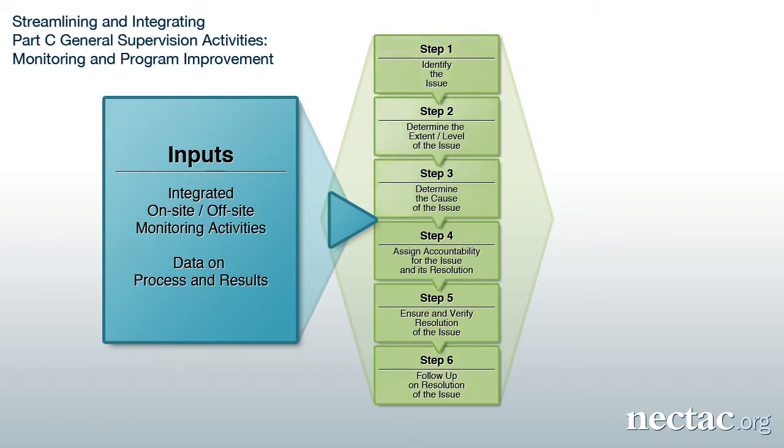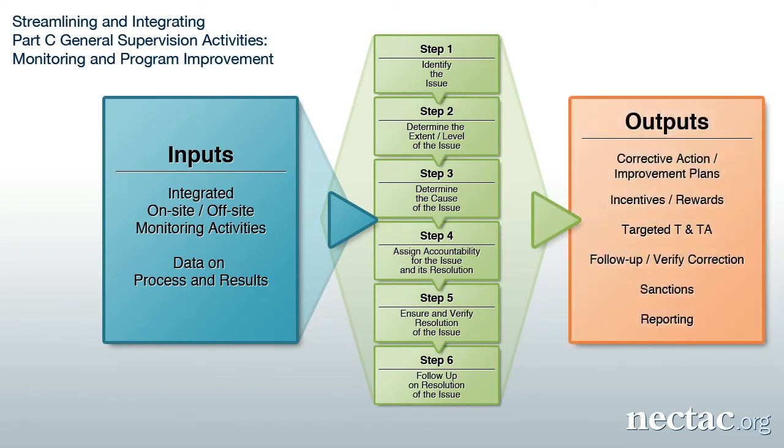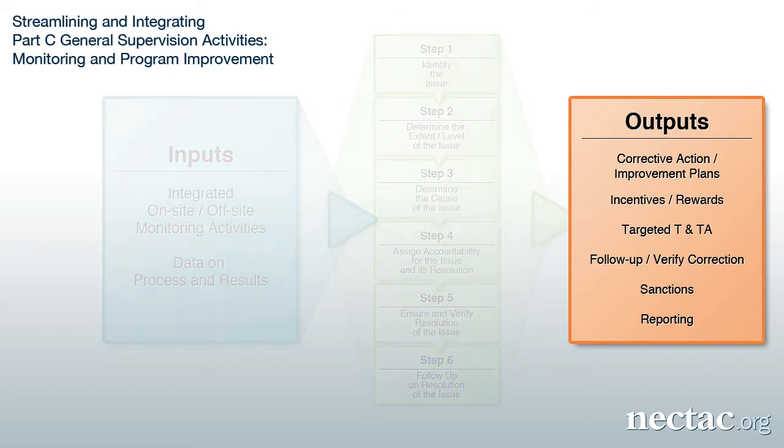In completing the 6 steps, there are a number of resulting outputs. These outputs include corrective action or improvement plans, incentives or rewards, targeted training and technical assistance, follow-up activities to verify correction, sanctions as appropriate, and public reporting. Let's look briefly at each of these in a little more detail.